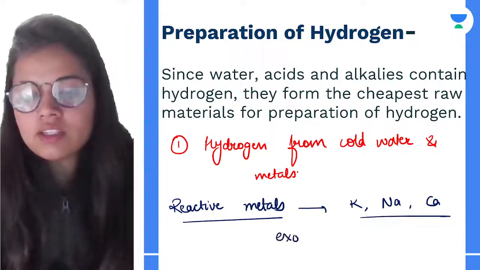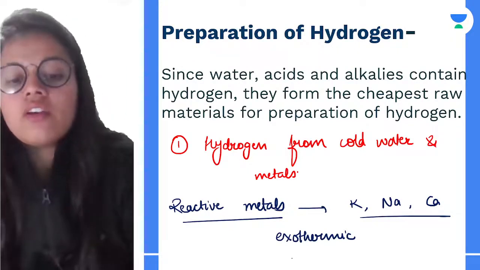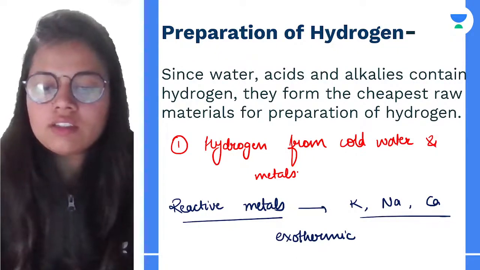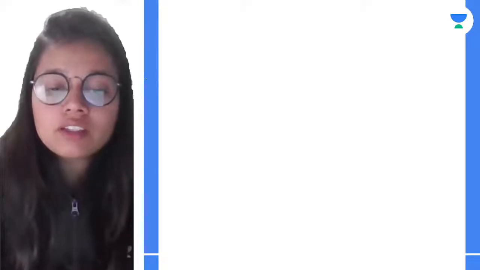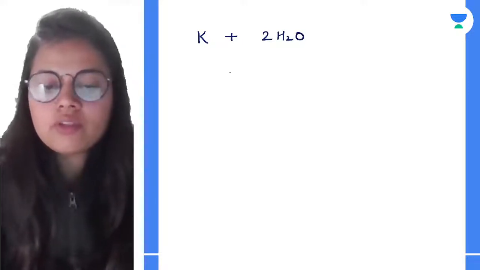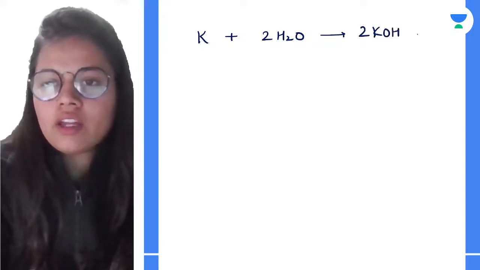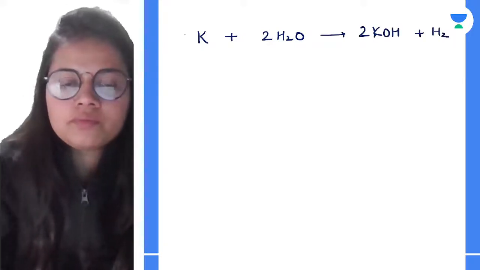These reactions are generally very exothermic. For example, let's take the case of potassium. Potassium will form hydrogen and the reaction will be very exothermic and very vigorous. So if I make potassium react with water, what I will get is the hydroxide plus hydrogen.